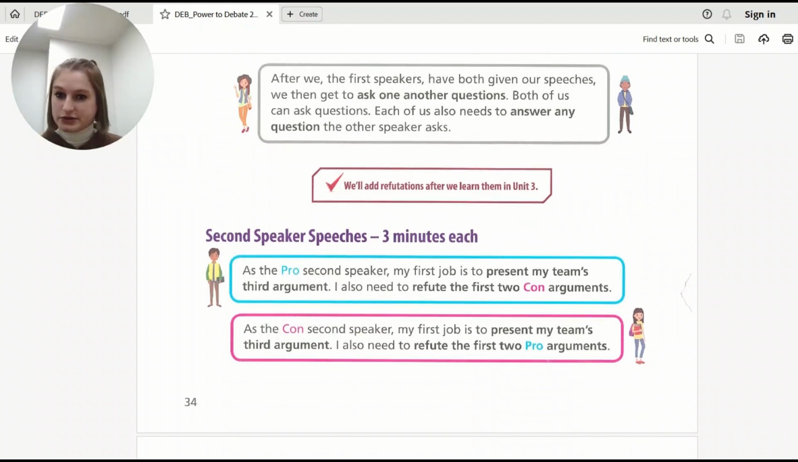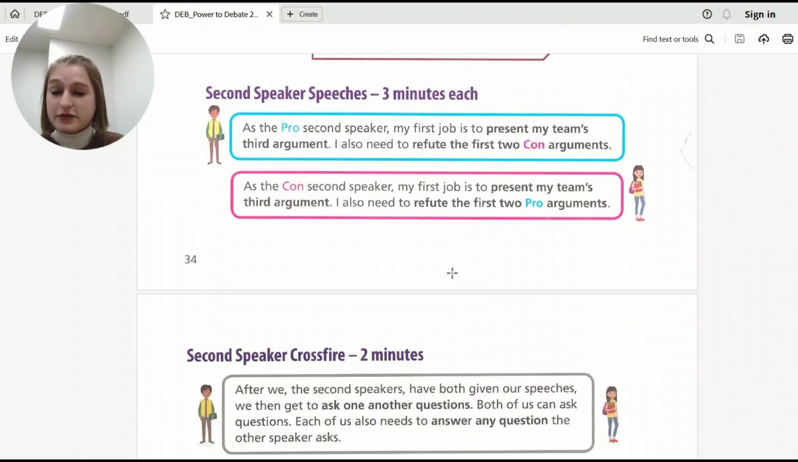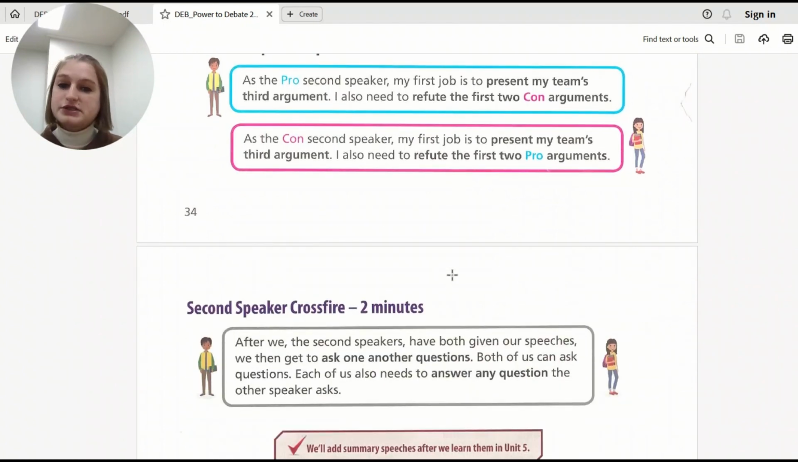Then the speakers go, and they will present the team's third argument. And then in Unit 3 and after, they will refute or do refutations against the con's arguments. And same, the con speaker will say their team's third argument and then refute pro's first two arguments. And just like the first speakers, they will also have crossfire questions.